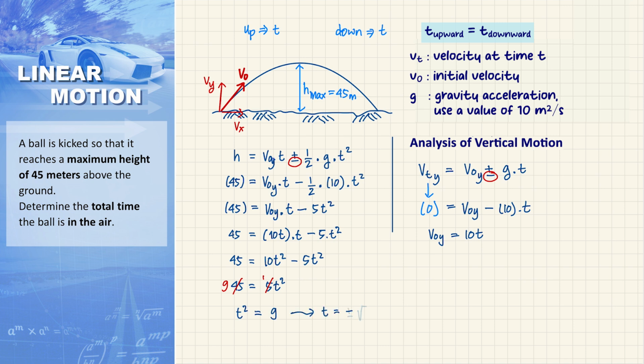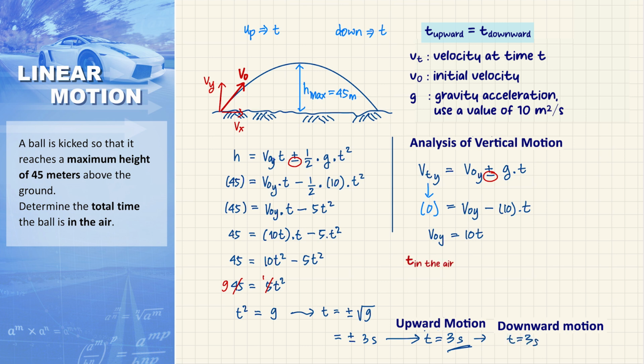Thus, t is plus or minus the square root of 9, or t equals plus or minus 3. Since time cannot be negative, we take t equals 3 seconds. 3 seconds represent the time taken for the ball to move upward. The time for the ball to fall back down will be the same, which is also 3 seconds.